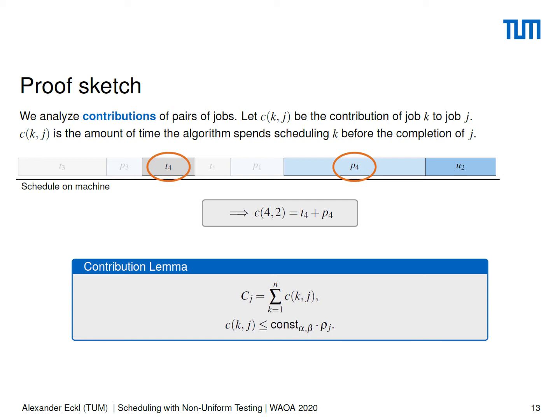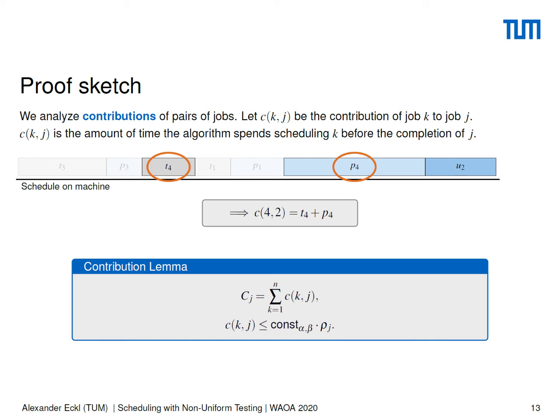This means C of 42 is equal to T4 plus P4. Using these definitions, we can then prove the so-called contribution lemma, which is a central lemma in our paper. The first part of the lemma tells us that the completion time of a job j can be computed by summing over all the contributions of jobs k to j. The second part then upper bounds a single contribution c of kj by a constant in alpha and beta times the optimal offline running time rho j.